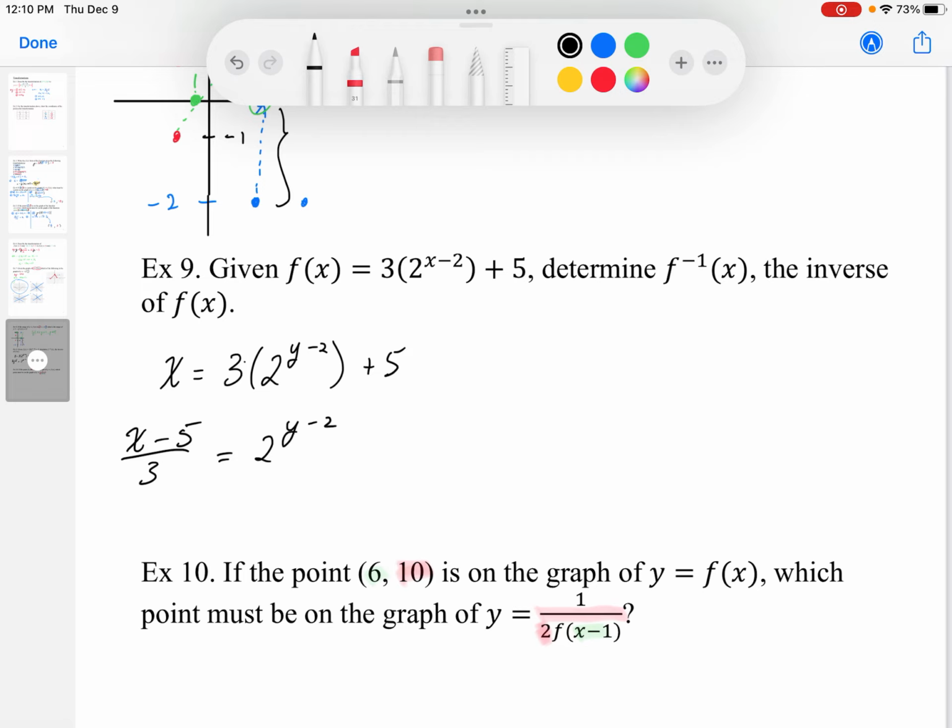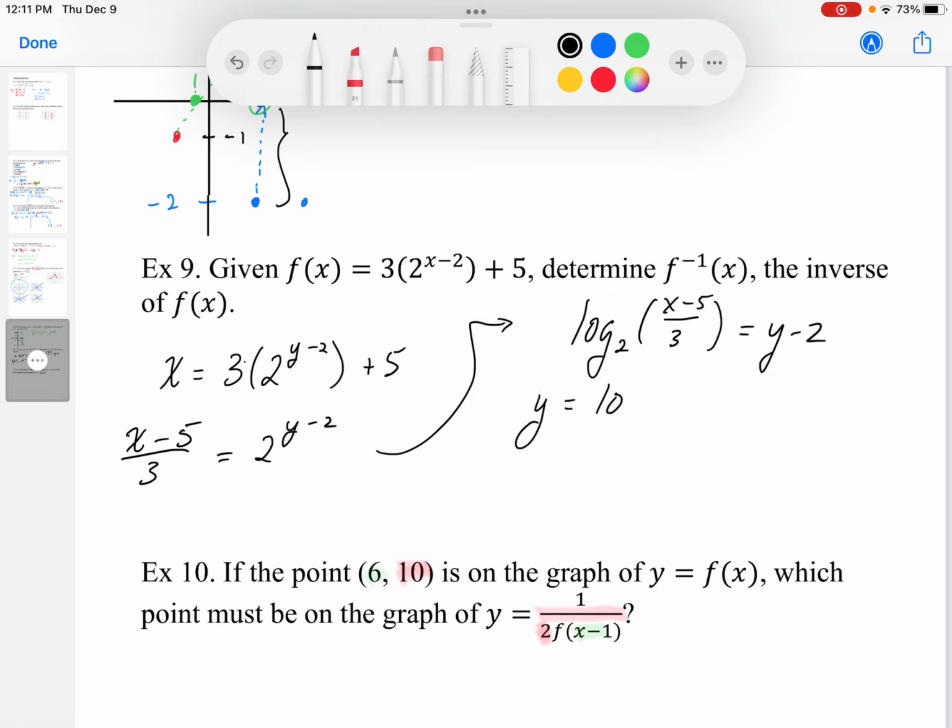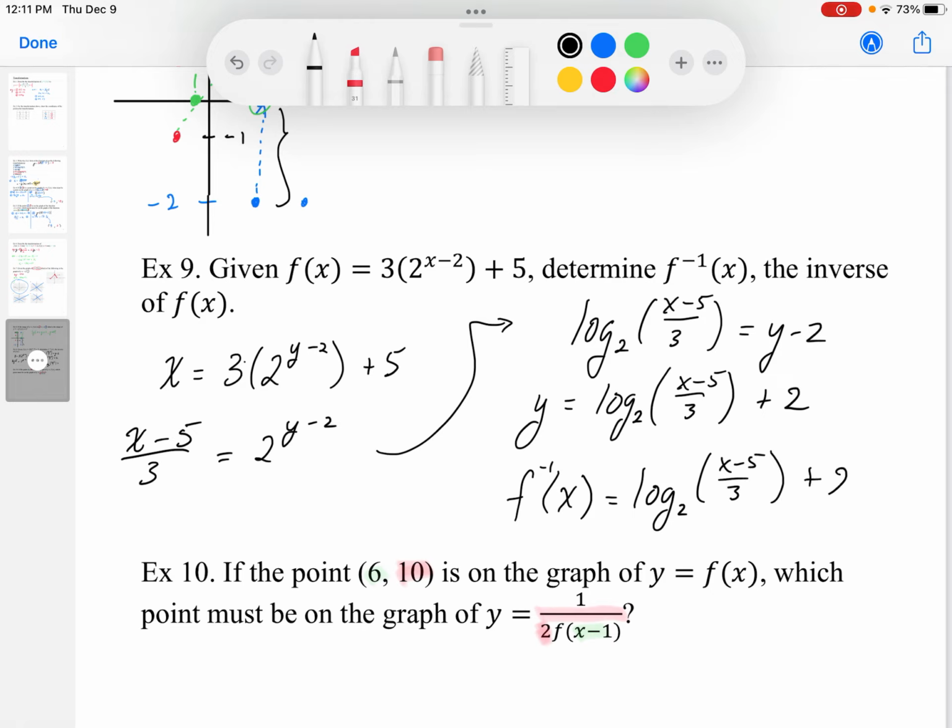Once I do that, I can now convert it into this log form. So the inverse of this original exponential is a log. So this log form now looks like this. Log base 2 of the argument, (x - 5)/3, is equal to y - 2. And then solving for y, y is equal to log base 2 of (x - 5)/3, plus 2. Okay, so I can then write it with the inverse notation: the inverse of f of x is log base 2 of (x - 5)/3, plus 2.